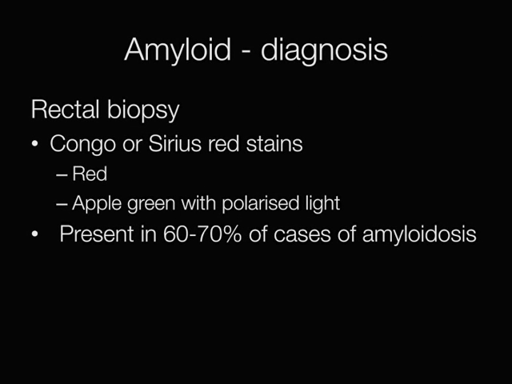Because amyloid is deposited in the rectum in approximately 60 to 70% of cases of amyloidosis, taking a rectal biopsy and staining specifically for amyloid with techniques such as Congo or Sirius Red is a very useful diagnostic tool for confirming a diagnosis of amyloidosis.